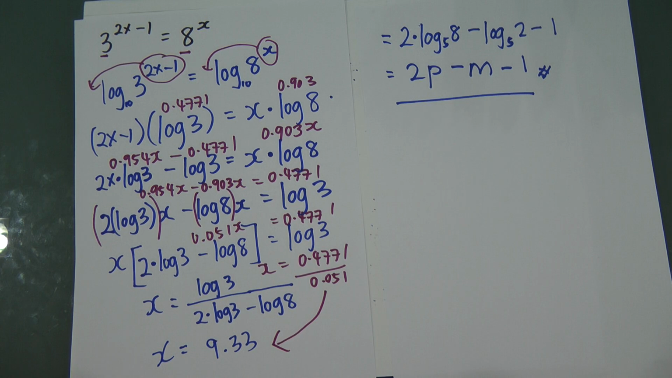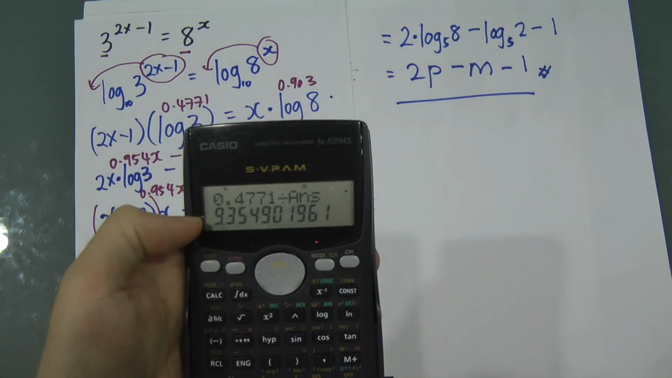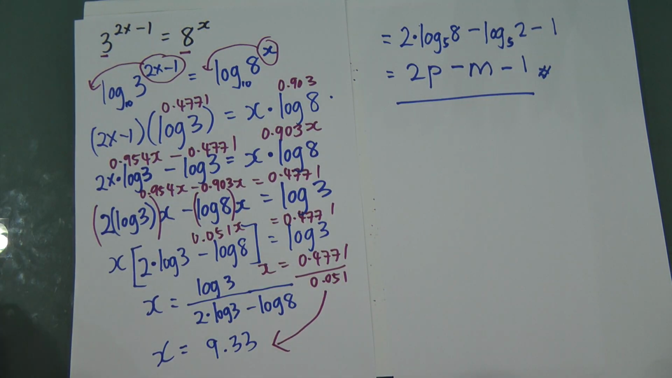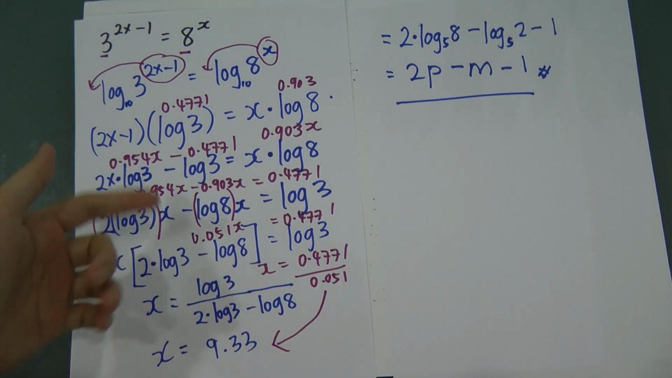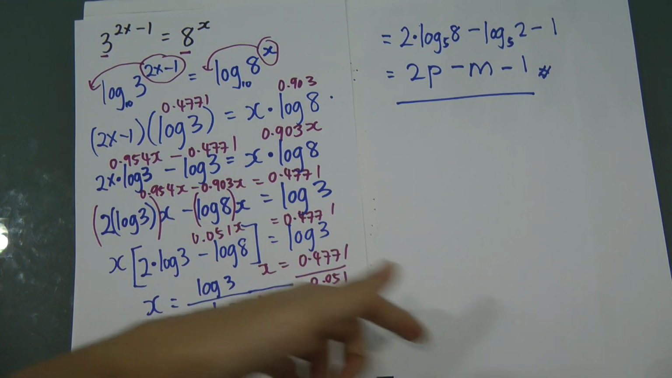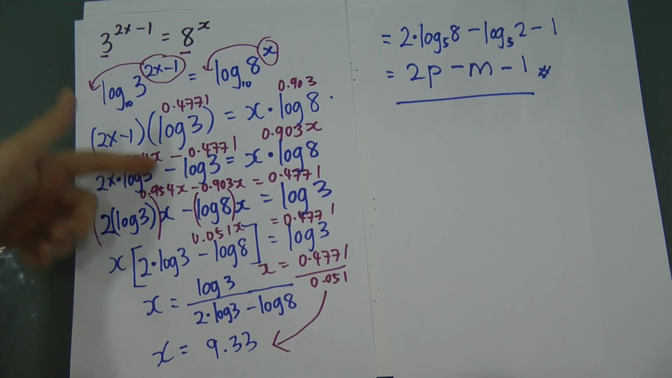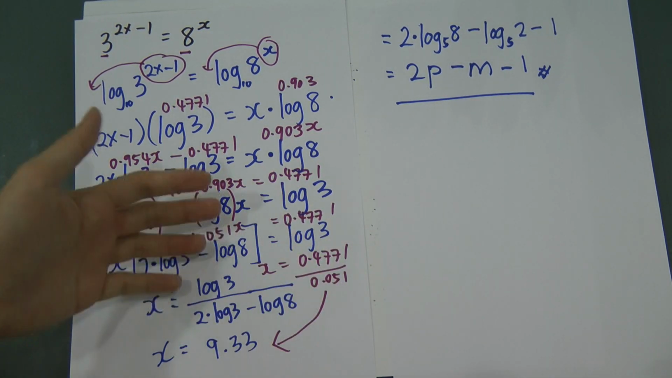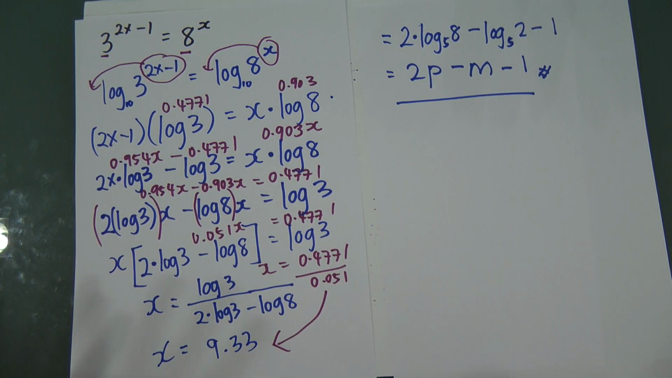Of course in this case, my calculator gives something like 9.35. Here it is 9.33 because of the decimals. If I press log 3, I actually have a very long decimal, but here I simplified it to only 3 decimal places. So you will get a little bit of difference in the value, but it's still correct.